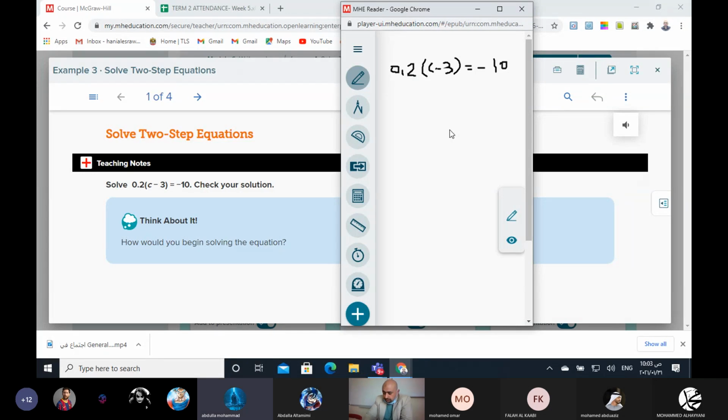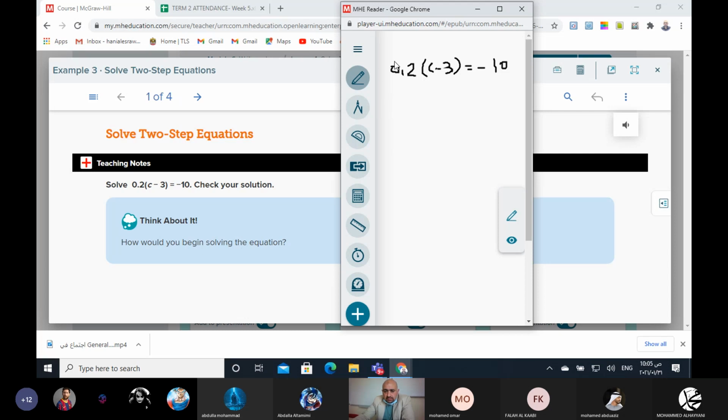Mister, I think, not sure. C is negative 30. Okay, thank you, Abdullah. Who has a different answer? Mister, negative 10. Mm-hmm. Thank you. Mr. Wait, I'm solving it now. Mr. The answer is C equals negative 47. Mm-hmm. Thank you. Okay, check with me, please.